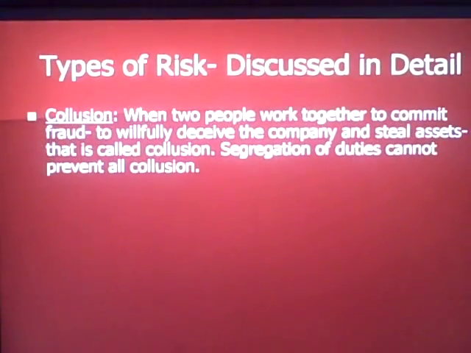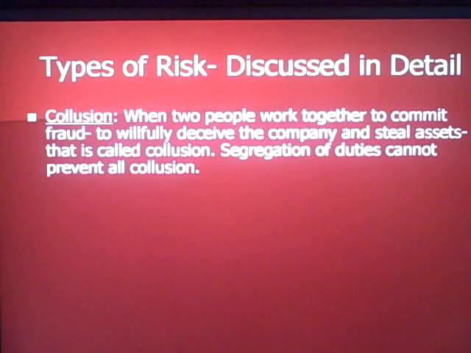Types of risk. Collusion. You may have heard about it if you're a baseball fan, that we had a collusion case in baseball years ago where the owners were accused of collusion. What does that mean? When two or more people work together to commit fraud, to willfully deceive the company and steal assets, that's called collusion. Unfortunately, the best procedures and the best division of duties in the world cannot prevent all collusion.